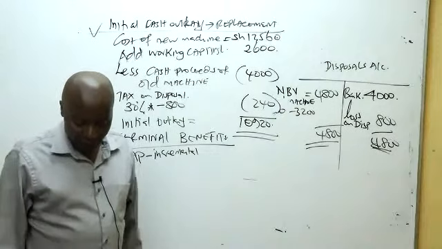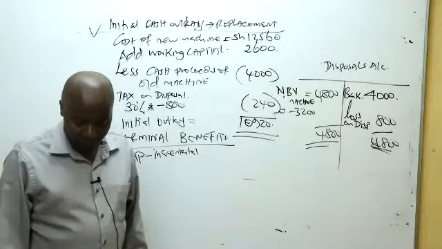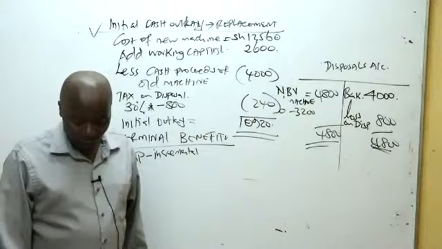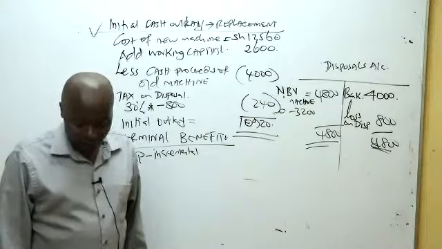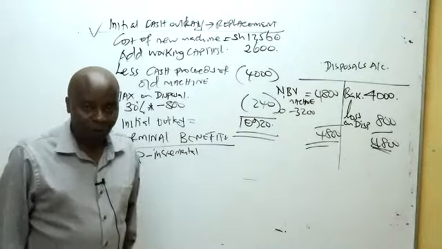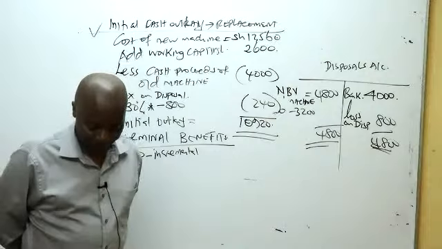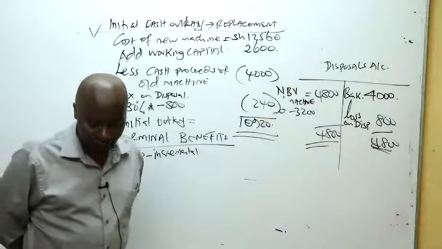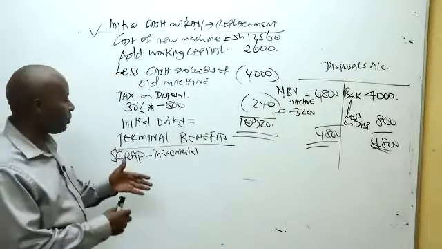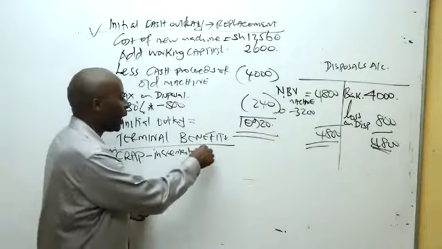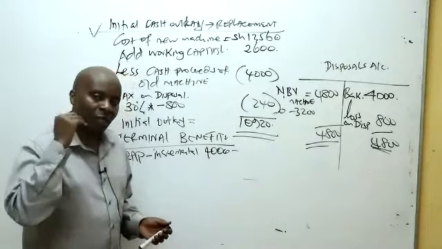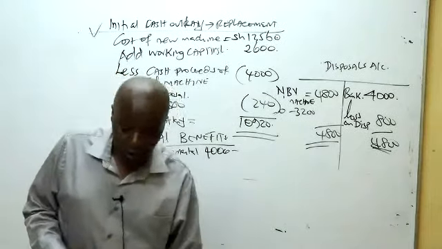The new machine. Remember they told us there, ladies and gentlemen, that the new machine is expected to cost how much? 12.56 million with a salvage value of 4 million, at the end of its useful life of 5 years. So the salvage value of this new machine is 4,000 minus the salvage value of the old machine.